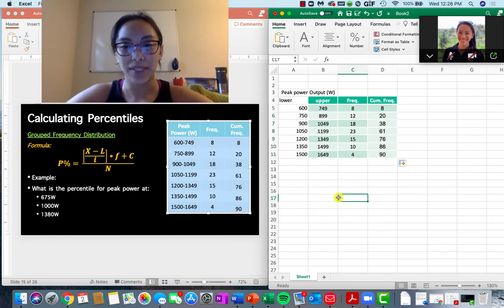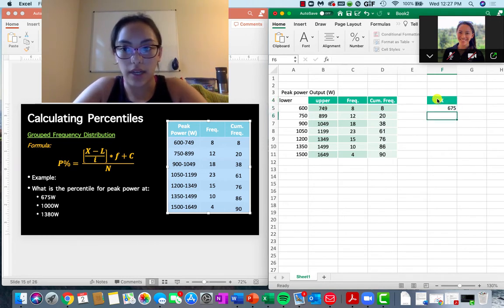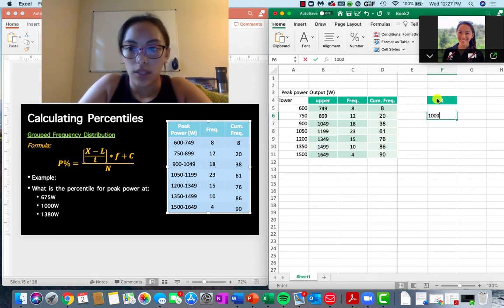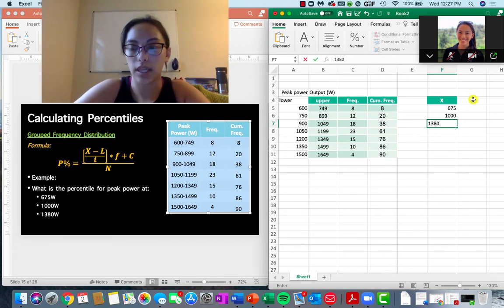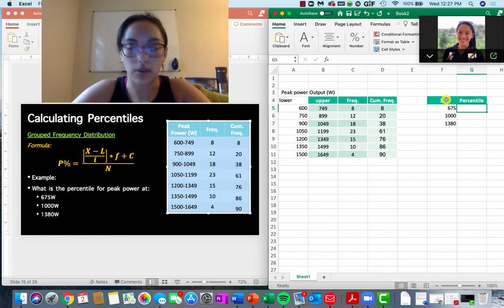Okay, so from here we can calculate percentiles based on some raw value, right? So I think the way that I want to do this is we're going to say a raw value of 675, 1000, and 1380. Okay. And then from that, we should get some percentile for that raw score.